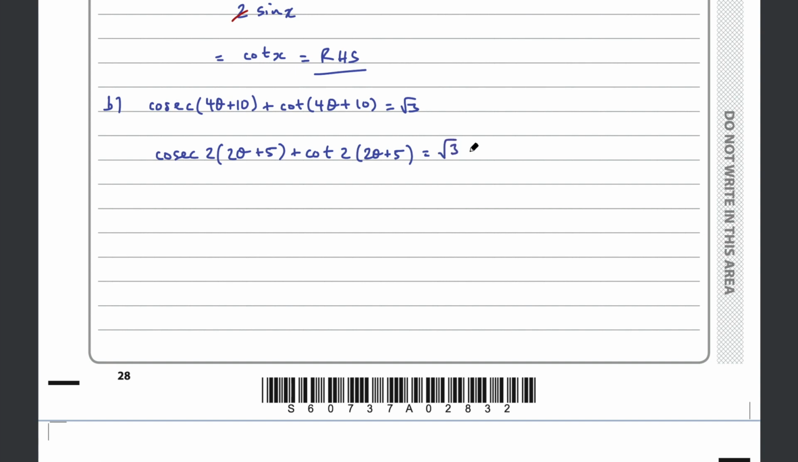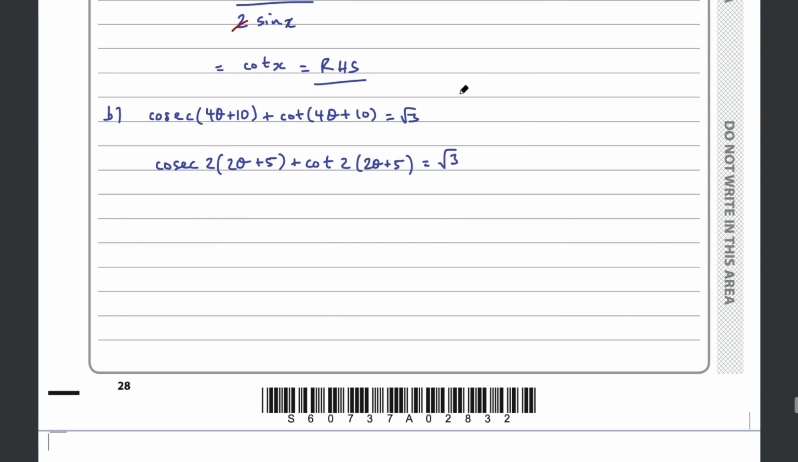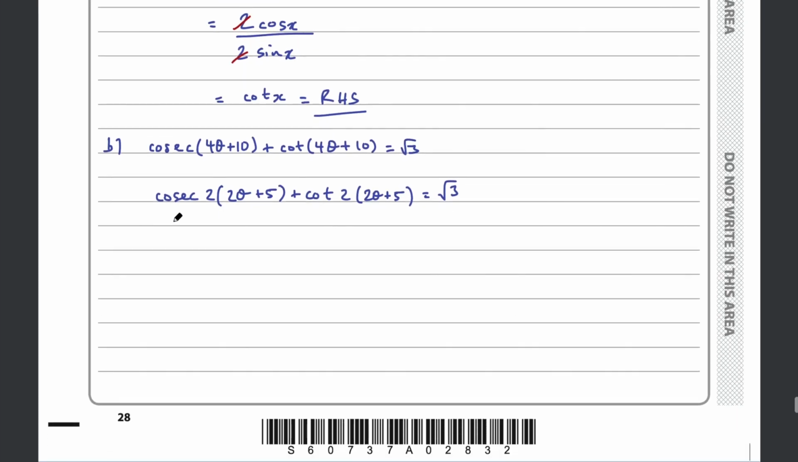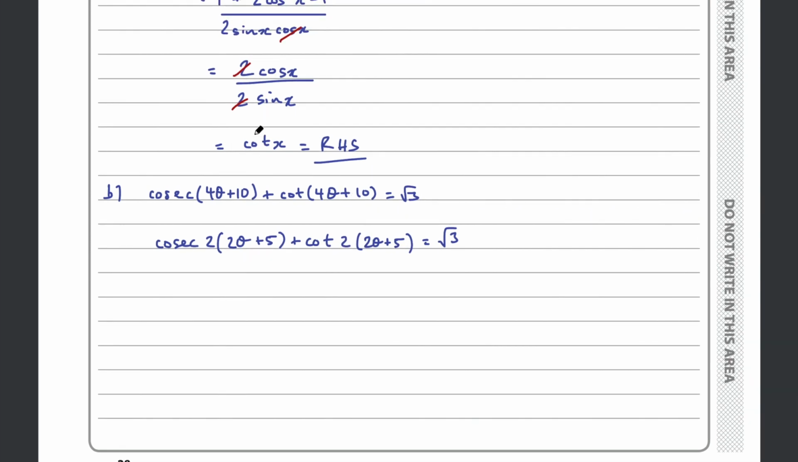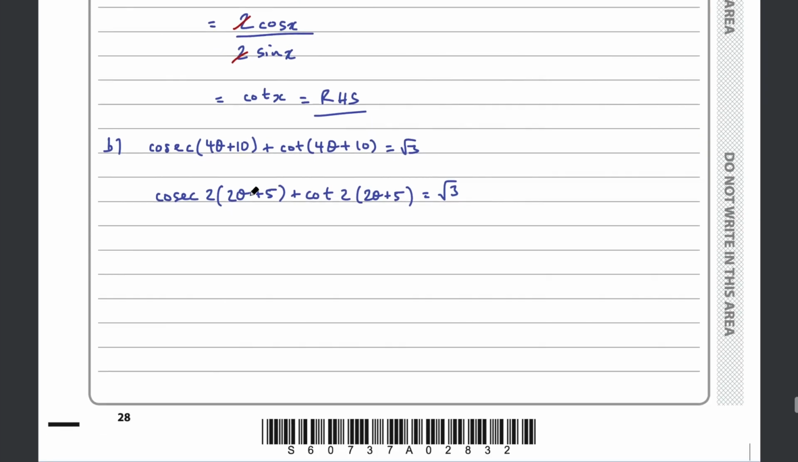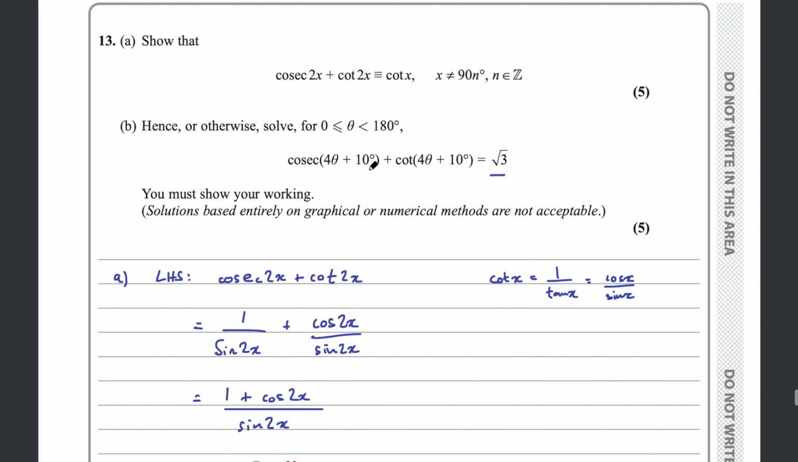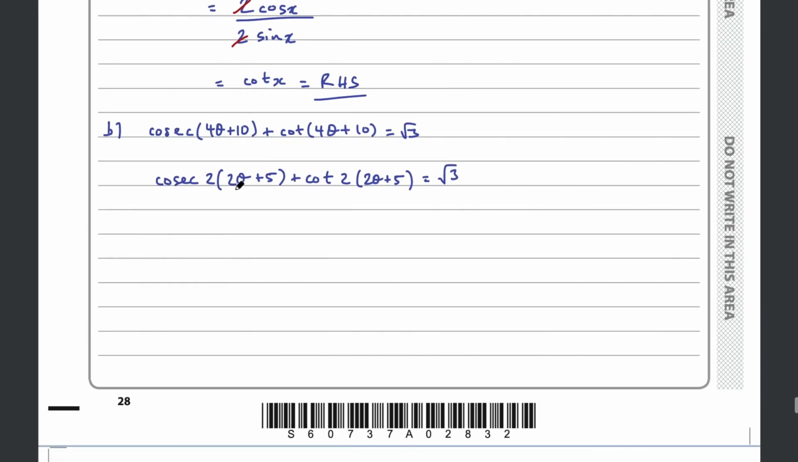Equals root 3. What we showed in part A was that if we have this expression, cosecant 2x plus cotangent 2x, this can be rewritten as the cotangent of x. In this case, our x is just 2 theta plus 5. So we can rewrite this as the cotangent of 2 theta plus 5 equals root 3.